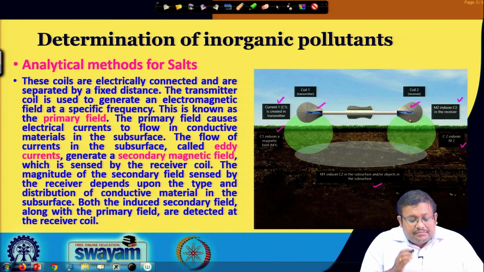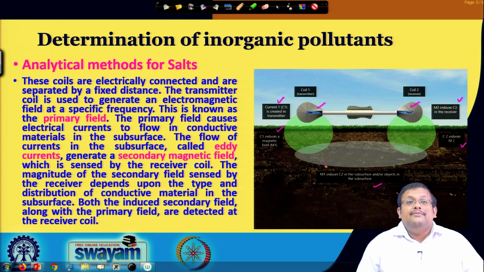Now, remember that the transmitter coil, as I have told you, is used to generate an electromagnetic field at a specific frequency, and this is known as the primary field. So, you can see here this is the primary field. The primary field causes electrical current to flow in conductive material. So, earth is a conductive material, so the current flows in the conductive material in the subsurface. This flow of current, which is called the eddy current, generates a secondary magnetic field M2, which we have already discussed, and which is sensed by the receiver coil at the end.